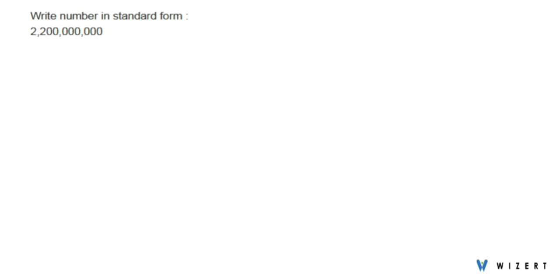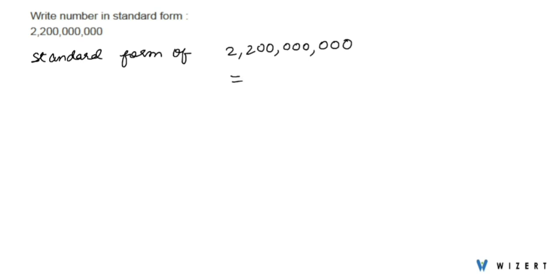Write the number in standard form and this is the given number. So we have to write the standard form of the given number. So first of all, let us see how many zeros this number has. So this number has 8 zeros. So also we can write this number as 22 multiplied by 10 to the power 8.